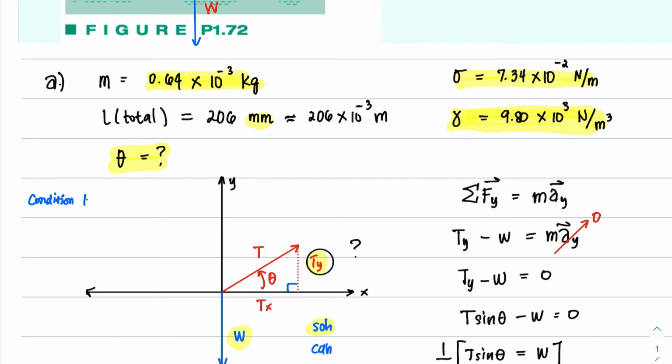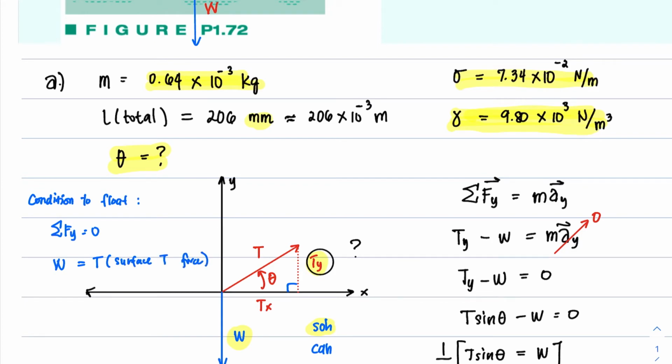For this blade to float, it must be in static equilibrium, right? That means the sum of the forces along y must be 0. Another way of thinking is that the weight should be supported by the tension force. This is the surface tension force.